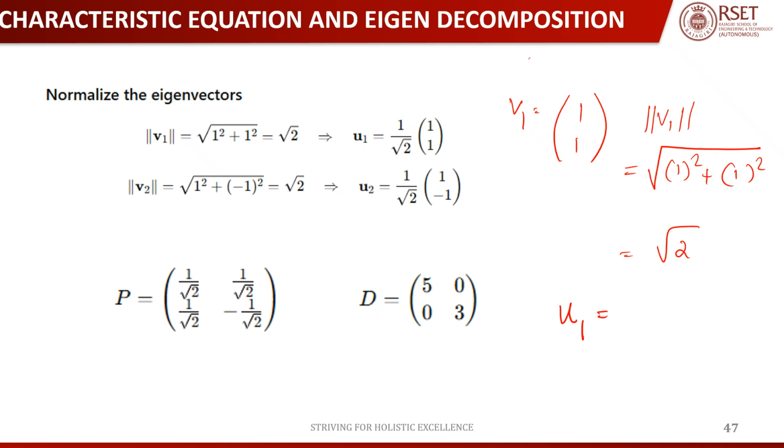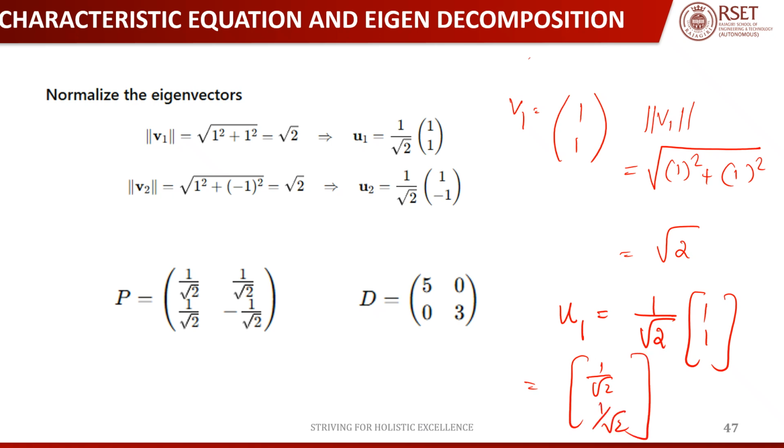Then we'll be finding the new eigenvector u1, which is equal to, we'll just divide all the entries by root 2, the norm. So 1, 1, this will in fact be equal to 1 by root 2, 1 by root 2. This will be our new vector u1. What we do is we'll just divide v1 by the norm of v1, which is 1 by root 2 v1, that is our new u1.